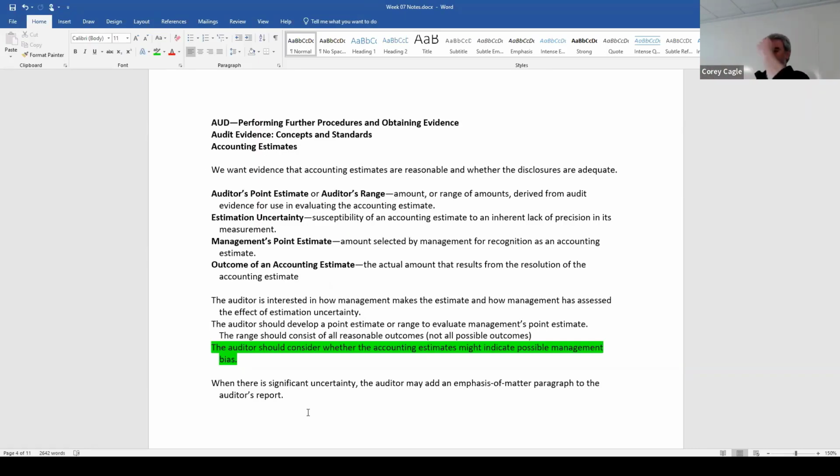Accounting estimates. So we want evidence that accounting estimates are reasonable and disclosures are adequate. So what are estimates really? They're typically some approximation of an amount that we'll eventually know once we actually know what the outcome is. So we estimate things like warranty expense, for example, uncollectible accounts receivable, pension expense, litigation losses, fair value amounts, things like that. So we want evidence that they are reasonable and we had adequate disclosure of them.